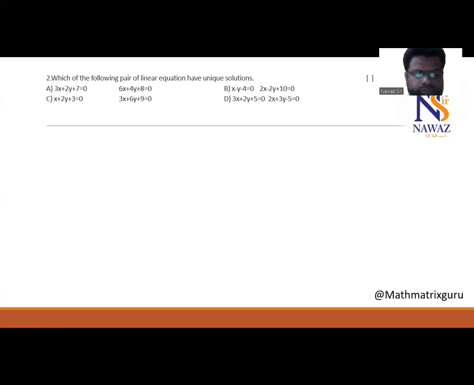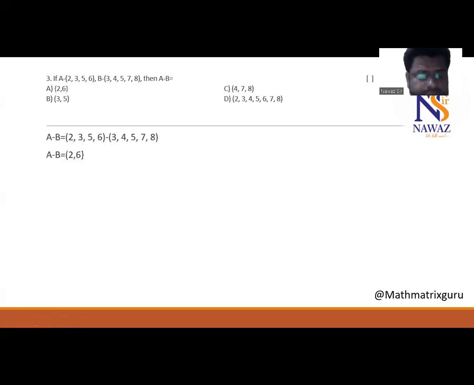Now let's go for the next one. Next question is: A is given as the set 2, 3, 5, 6. B is the set 3, 4, 5, 7, 8. Then it is asking us to find A minus B. For finding A minus B, what do we do?